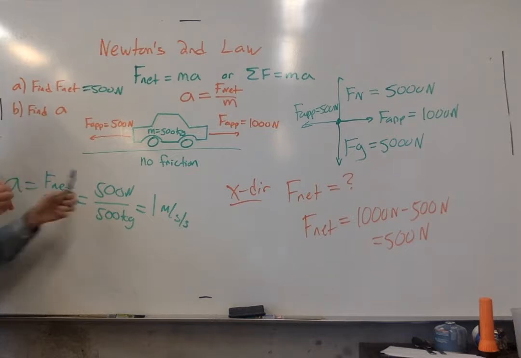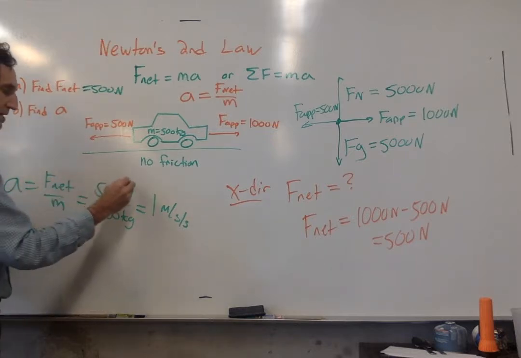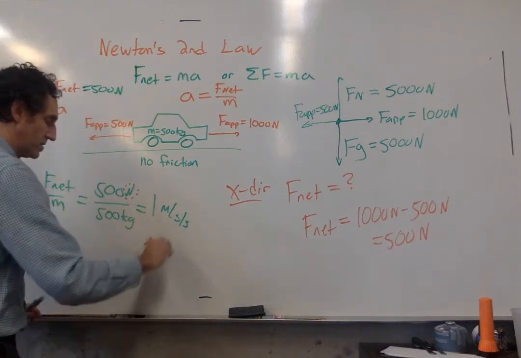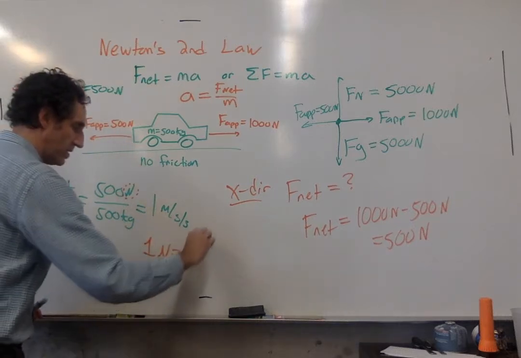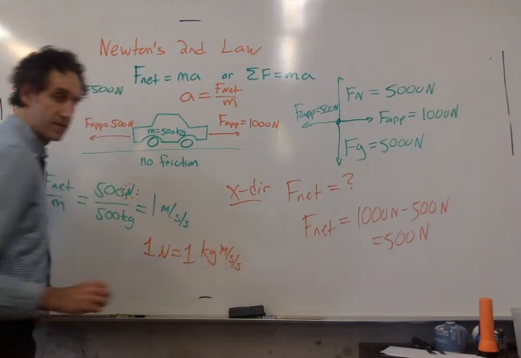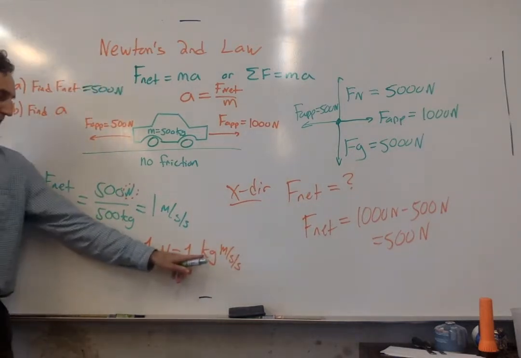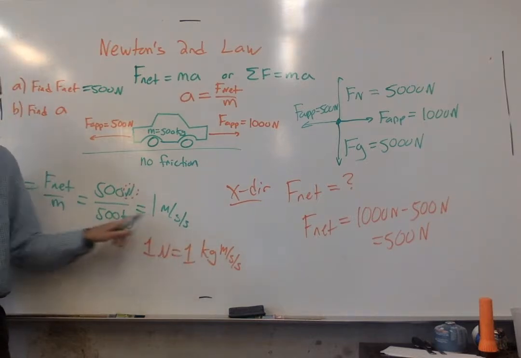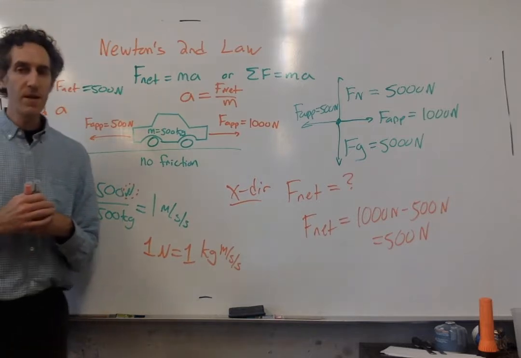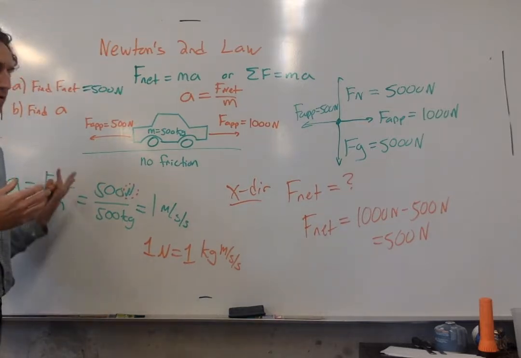In fact, buried inside of this newtons right here, if you remember, 1 newton is the same as 1 kilogram times meter per second per second. So if I take this, newtons, and divide it by my kilograms, I'm just going to get my meters per second squared out of it. So that's a pretty basic problem with no friction.